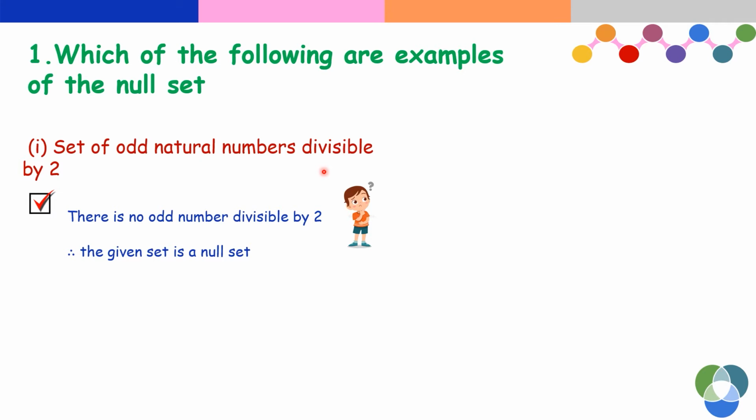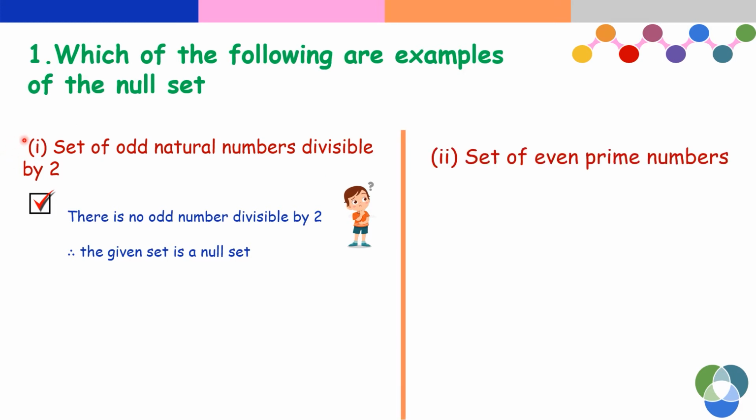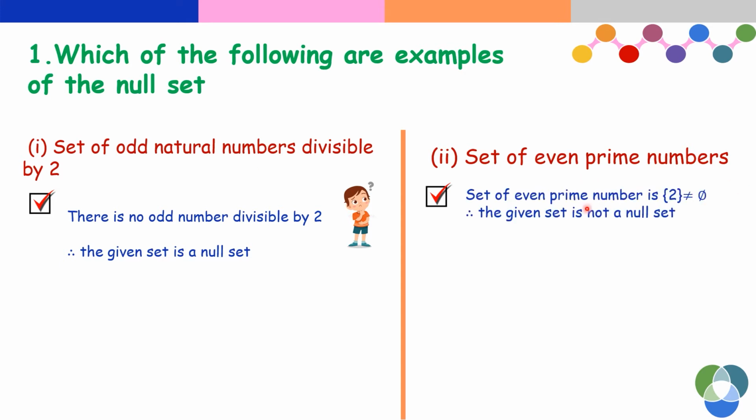So here the given example is the null set. Okay. Second question, set of even prime numbers. How many prime numbers are even? There is only one number, which is 2. So in the given set I can write one element. What is that? It is 2. So A is equal to 2 inside the braces. So it will have an element, 2 will be there in that set.